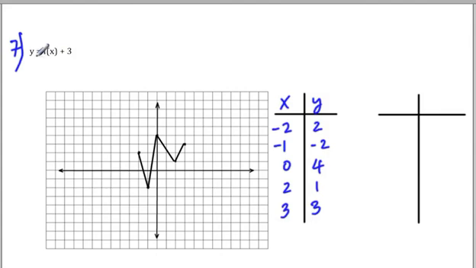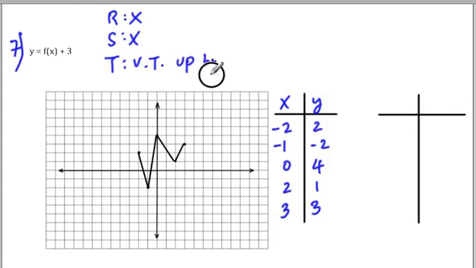Now we have y is equal to f of x plus 3. Same deal as before. Any reflections? I don't see any negatives in front of the f or inside the argument, so there's no reflection. Is there any stretch? I don't see any numbers in front of the f or inside the argument, so there's no stretch. Is there a translation? Yes, because it's a plus 3, which will affect the outputs. So we have a vertical translation. VT stands for vertical translation. And since it's plus 3, it's going to be up by 3 units.